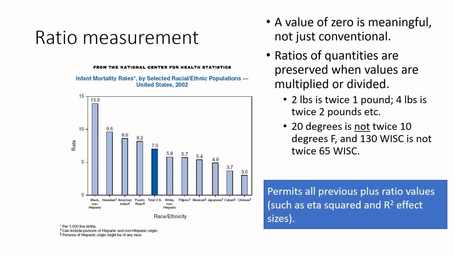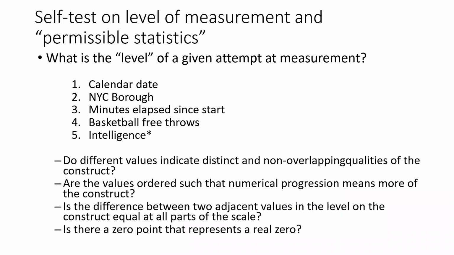So we're just going to put up a little self-question about what are different levels of measurement for different things we might measure, and what statistics we might find permissible for those. So I've got 5 examples here: calendar date, borough, minutes elapsed since the start of something, basketball free throws, and intelligence. And there are some questions you can ask yourself when thinking about what level of measurement any of these are.